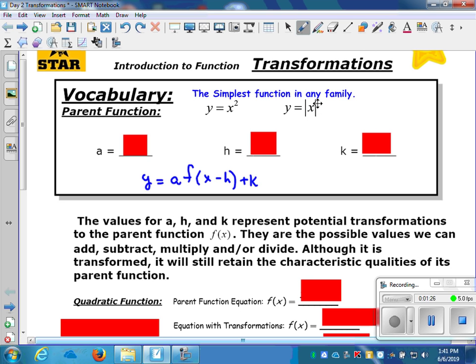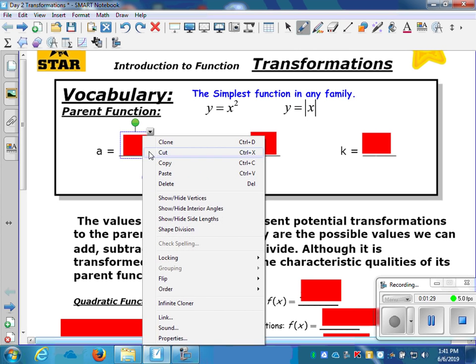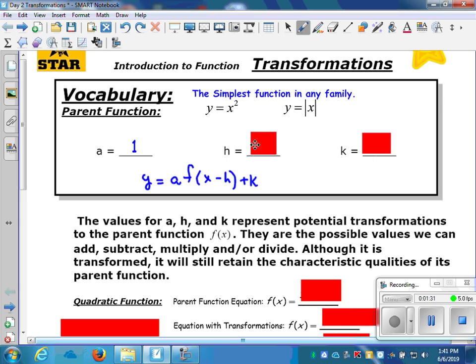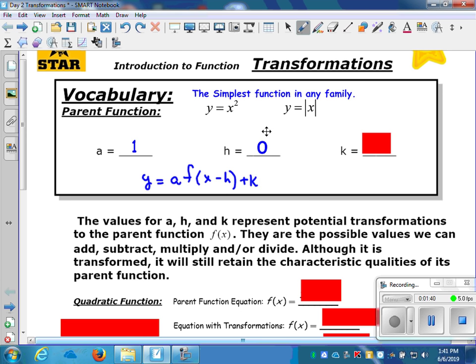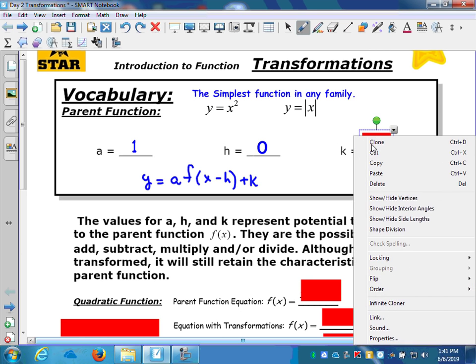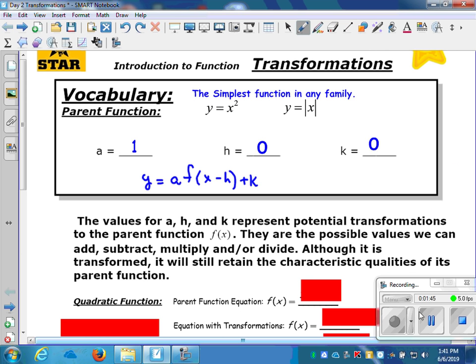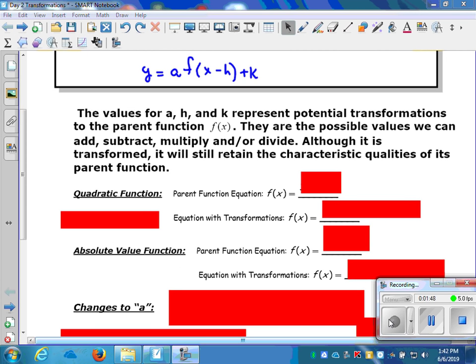So when we have a parent function, the a value is 1 for the parent only, and the h value, if I just want to have x in parentheses, has to be 0. And then, of course, for the parent function, there's nothing added or subtracted on the back, so the k value is 0 as well. The values for a, h, and k represent potential transformations to the parent function f of x. These are possible values that we can add, subtract, multiply, and or divide. Although it is transformed, it will still retain the characteristic qualities of its parent function.